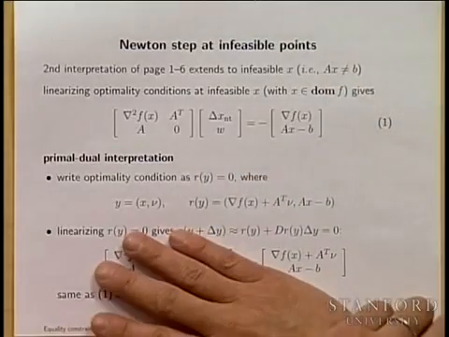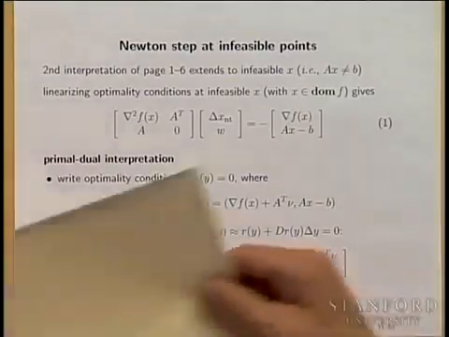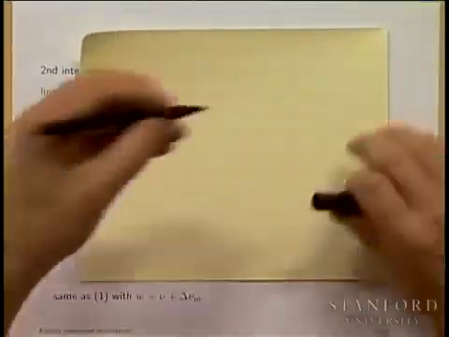Now, I want to mention something about Newton's method for infeasible points. It's a very interesting method, and it works like this. It's going to lead to what is called an infeasible start method. You actually have the idea of a Newton step even when you are not in the feasible set. That's weird. Let me just draw a picture of that, and I guess we'll cover this next time.